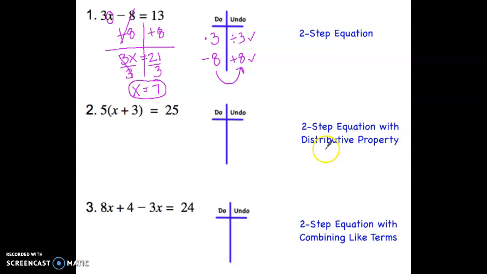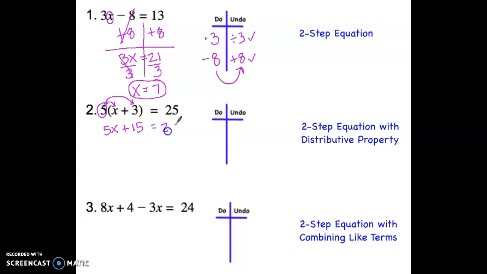In the next problem, it's still a two-step equation, but it actually has one extra step, and that is using the distributive property. And like we reviewed earlier, the distributive property means you take that number on the outside and you multiply by each number on the inside. So I show that multiplication with these two arrows. So I'm going to rewrite this side of my equation. I'm not going to multiply the 25 by 5 because that's not inside the parentheses. All right, 5 times x is 5x, and 5 times 3 is 15.